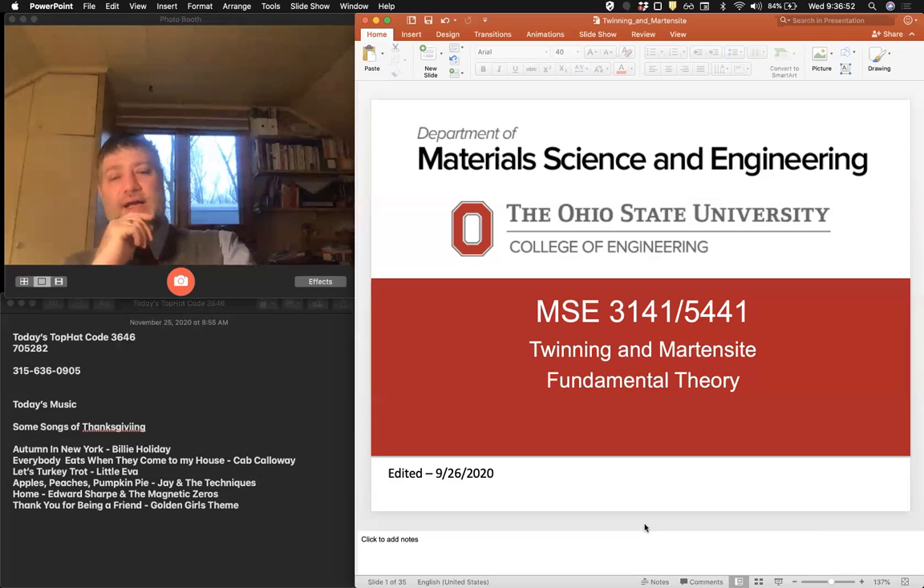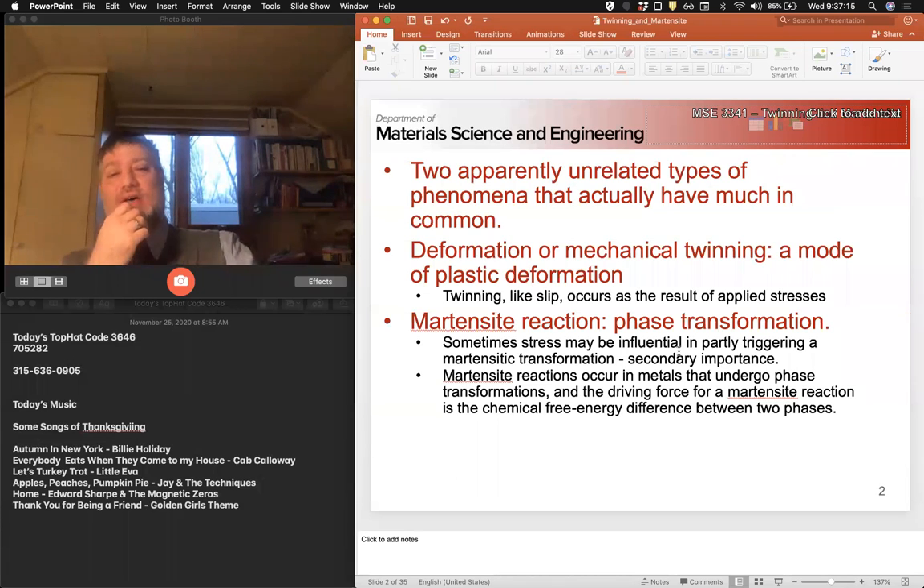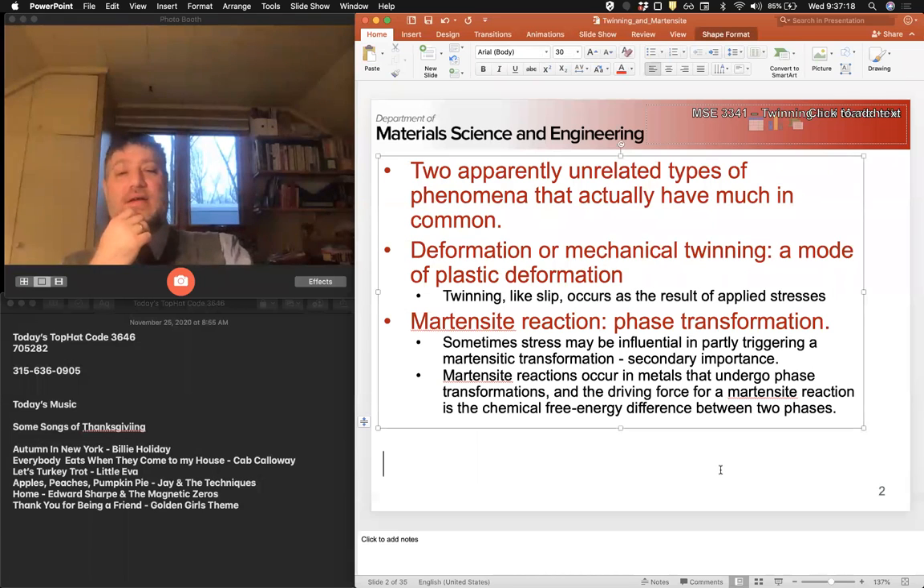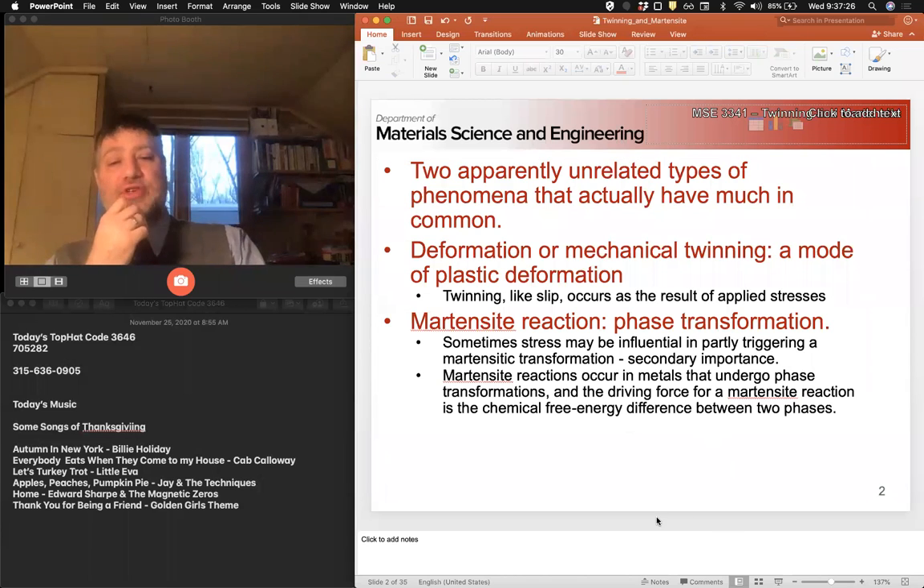Okay, so why do I have twinning and martensite here together? Because martensite's a phase transformation, right? Twinning, this is a mechanical process. This is a deformation mode, right? It turns out that twinning and martensite have a lot in common, right? They actually share a lot of features, and it's much easier to understand martensite if we talk a little bit about mechanical or deformation twinning first.